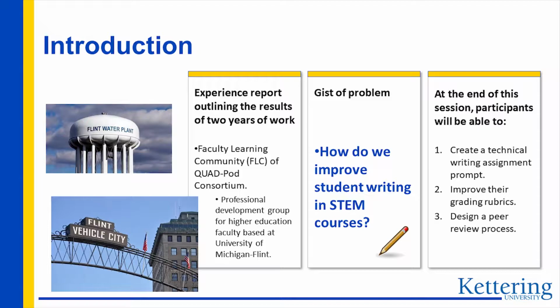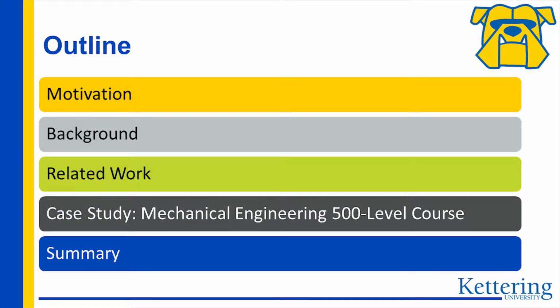At the end of this session, participants are going to be able to do a few things. The first thing is create a technical writing assignment prompt. The second is improve their grading rubrics. And the third is to design a peer review process. So this is an outline of my talk. I'm going to talk motivation, why we want to do this anyway, a little bit of background, a little bit of related work, a case study associated with a mechanical engineering 500 level course, and I'm going to summarize the whole thing.